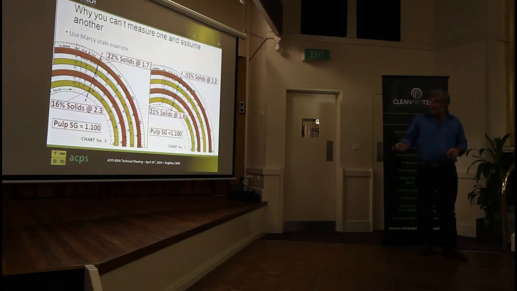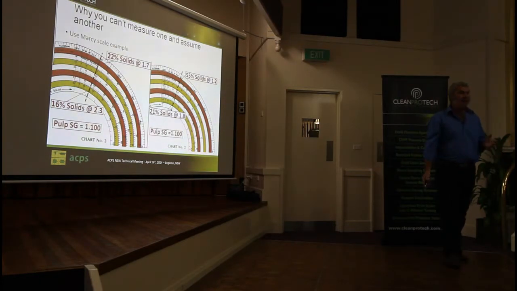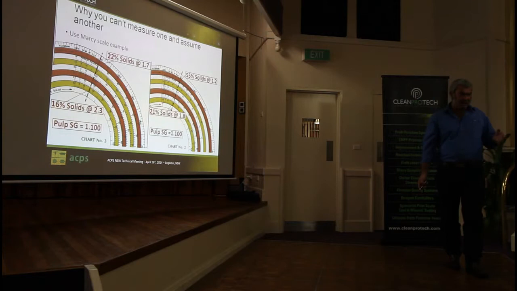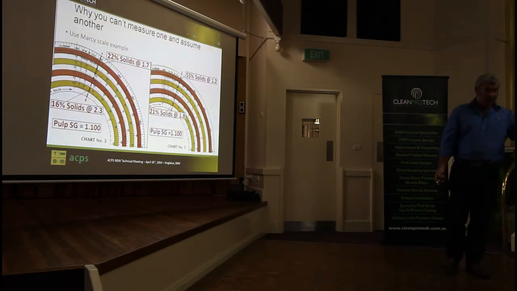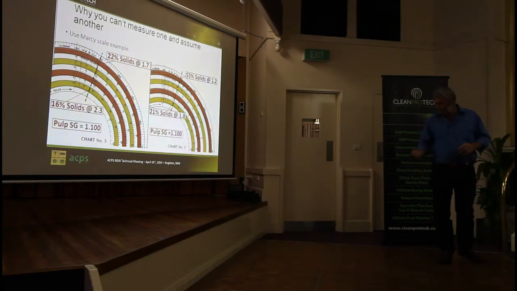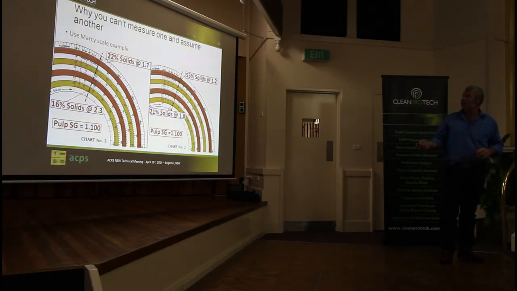With the old Marcy scales, you do have over the top here the pulp specific gravity, as they call it, which really is your slurry density. And really that's all a Marcy scale measures, is your slurry density. And say for dense medium circuits, circulating medium, that's fine. What they are also used for, historically, is relating that slurry density to solids concentration. And that's what you read off.